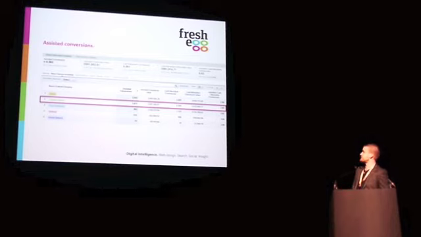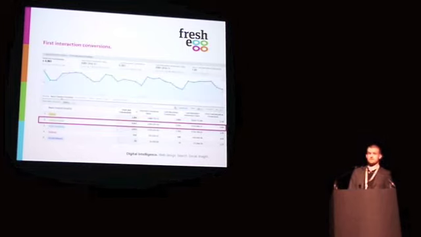So the assisted conversions report's where it starts to get really interesting for marketers, because alongside the standard last interaction conversions, you've actually got this extra metric where you can see how many times each channel assisted in a conversion but didn't get the credit under the standard last click model. In this case, with organic, it actually assisted in 1,800 conversions as well as converting 2,200.